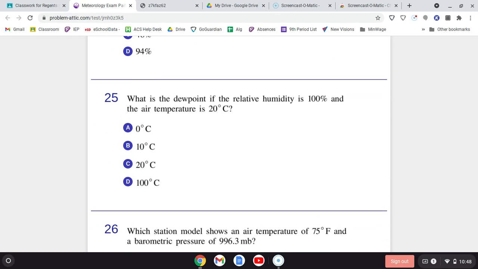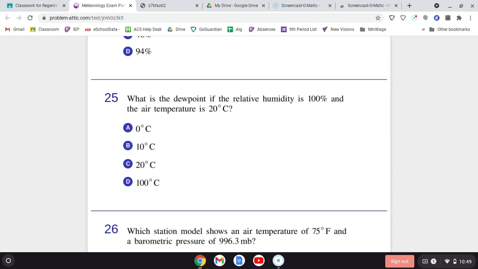Okay. What is the dew point if the relative humidity is 100% and the air temperature is 20? So they didn't give us a dry bulb and a wet bulb. They gave us the relative humidity is 100%. So you have to go to where it says 100%. And the air temperature, which is the same thing as your dry bulb, is 20.